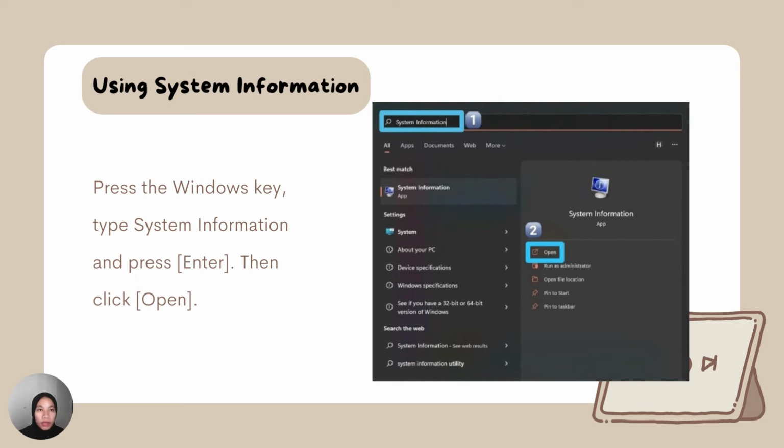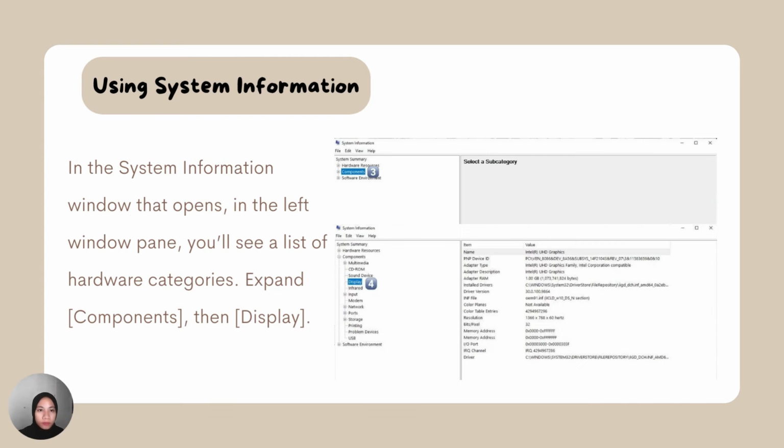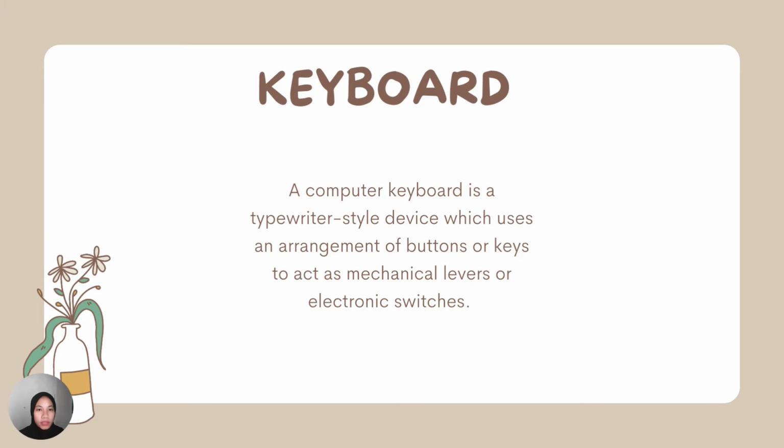So to check display, first you have to press the Windows key, type system information and press enter, and then you have to click open. In the system information window that opens, in the left window pane, you will see a list of hardware categories. Expand components, and then display. So you will see the information of the display in that section, such as name, the resolution, the color plane, and many more. Next is keyboard.